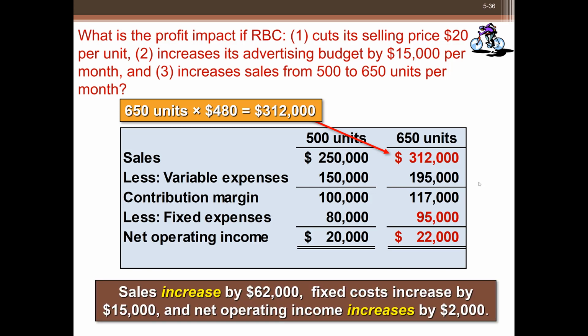In this case, sales increased by 62,000. Fixed costs increased by 15,000. Net operating income still increases by 2,000. So those are good decisions as well, because operating income increases.